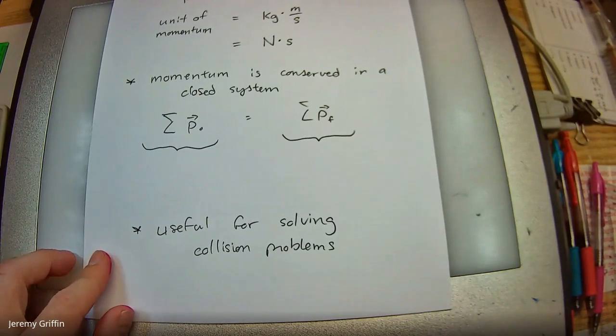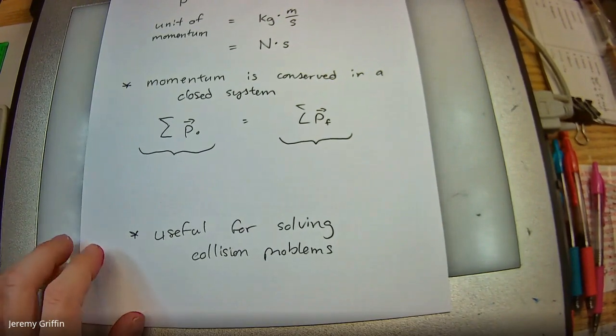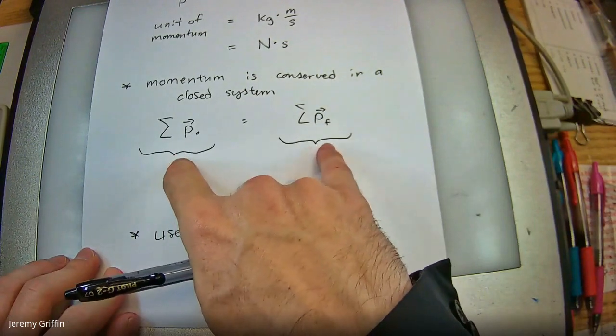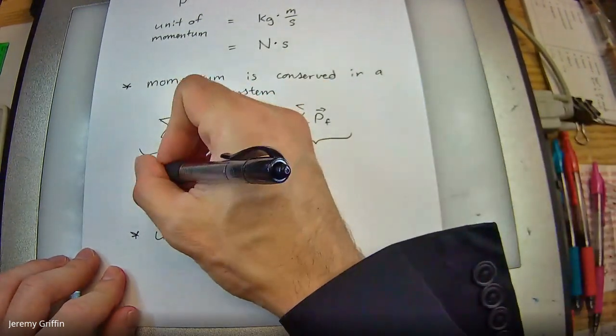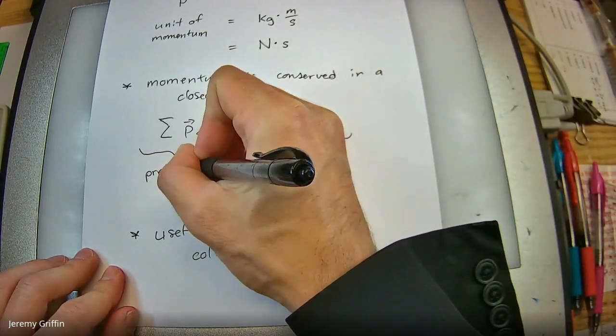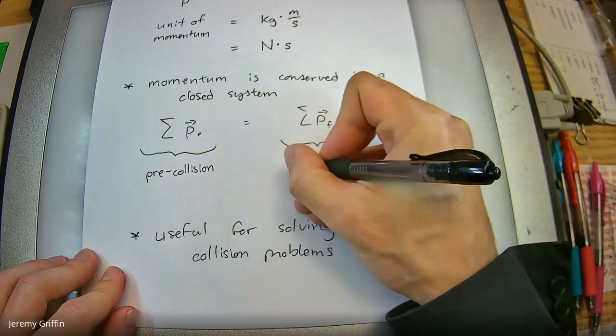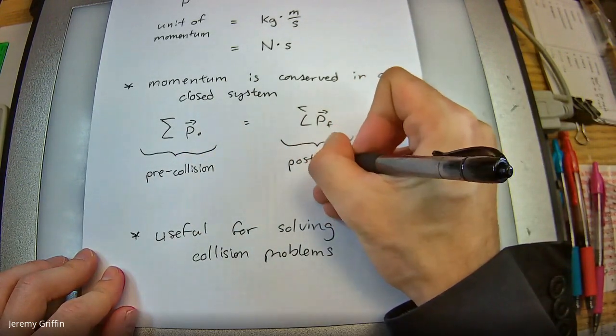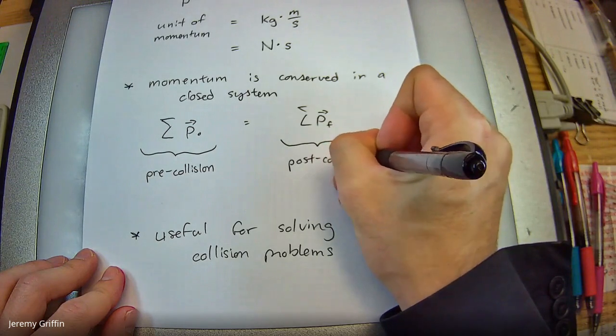I'm going through some examples, like why would you specifically want to use this? Okay? So initial and final momentum is really pre-collision versus post-collision. So two things are colliding.